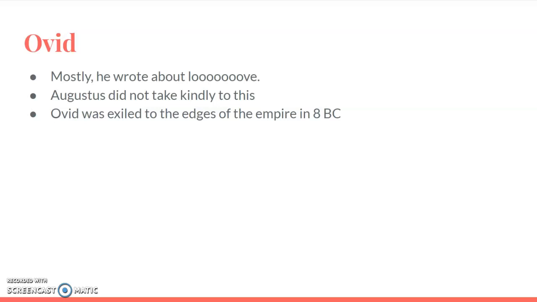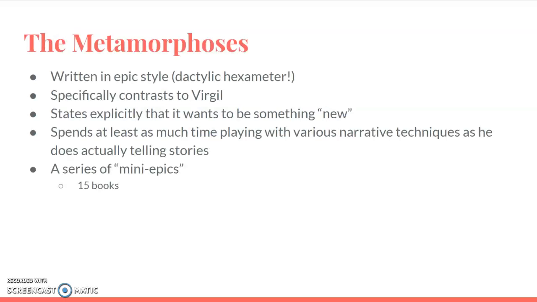And so because some of Ovid's work was not looked kindly on, he was exiled to the edges of the empire in 8 BC, specifically to what is today Romania. So pretty far out from Rome itself.